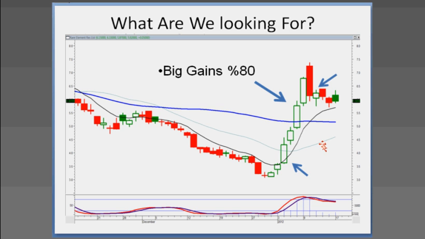And I usually illustrate to people, do we always get 80% gains on our trades? Definitely not. But most people investing have a hard time even making money, let alone putting themselves in situations where the probabilities are greatly in their favor. They're going to be in the right direction at the right time.